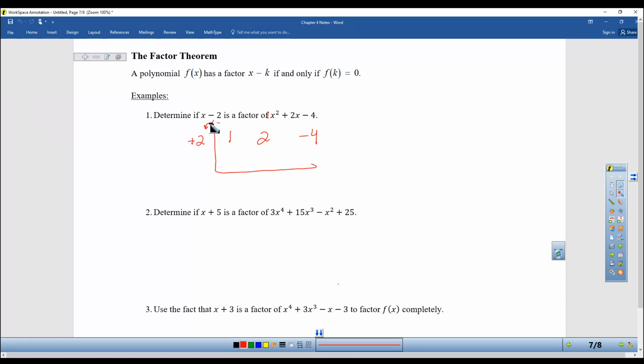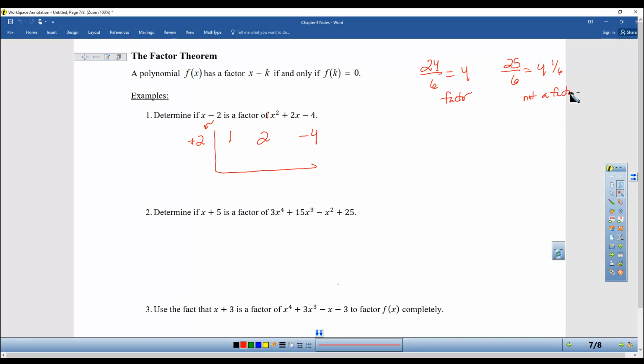+2 because I'm determining if this is a factor. I want to know if it's divisible. Well, if something is a factor, then there's no remainder, right? When somebody says, is 6 a factor of 24? It is, because there's no remainder. Is 6 a factor of 25? No, because there's a remainder. Okay, so this is a factor. This is not a factor.